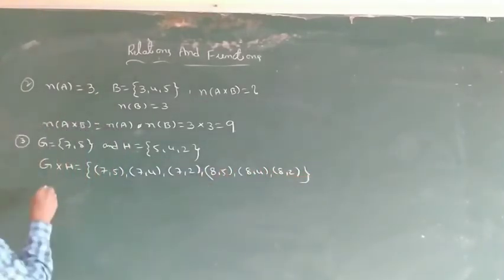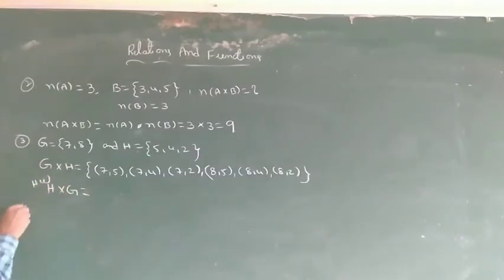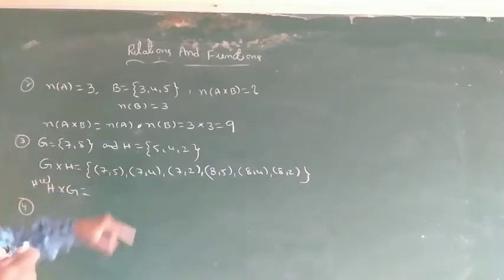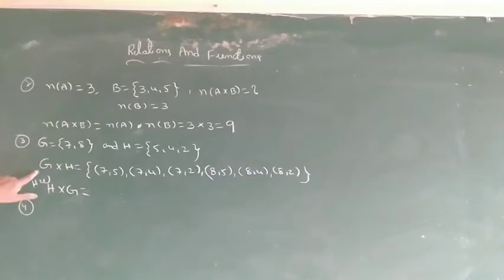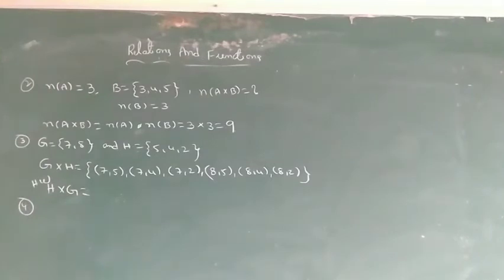What is H cross G? H cross G is homework. Is G cross H equal to H cross G? The elements are the same in count, but these are reverse ordered pairs: (5, 7), (4, 7). So 6 ordered pairs, 6 elements will come, and you get reverse ordered pairs.